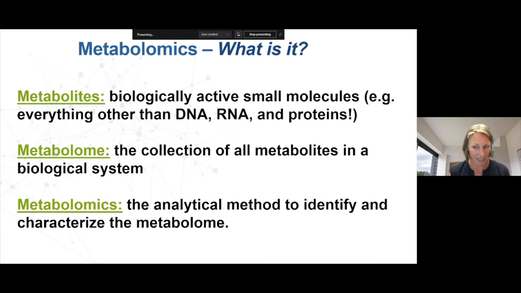The metabolome, then, would be the collection of all metabolites in a biological system, and we can use this word in various ways to describe the entire metabolome of a biological system, or you could describe sub-metabolomes. If we're talking about a plant, you might say the root metabolome or the leaf metabolome, and so on. And then metabolomics would be the analytical method that we use to identify and characterize these metabolites.